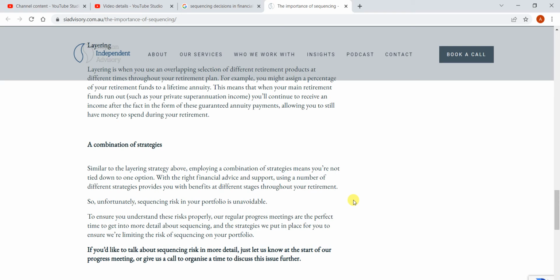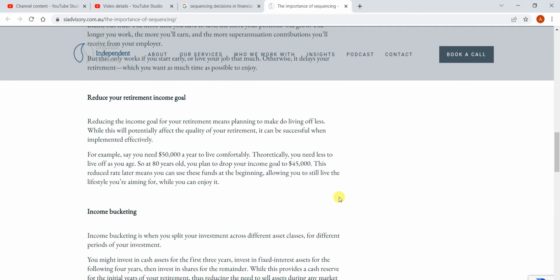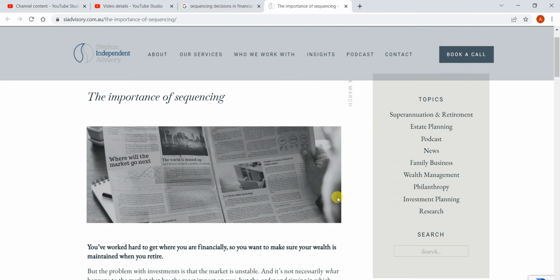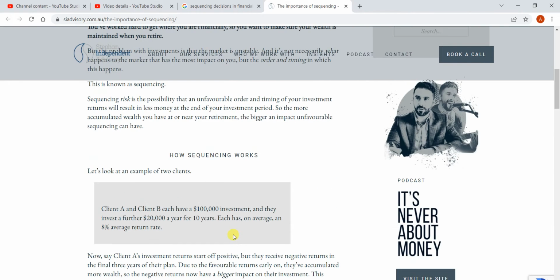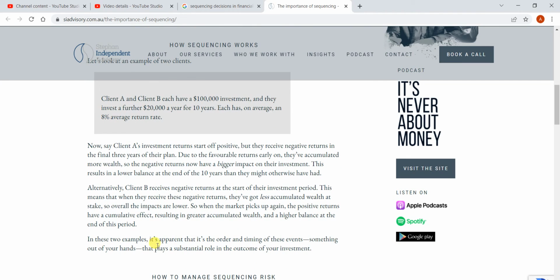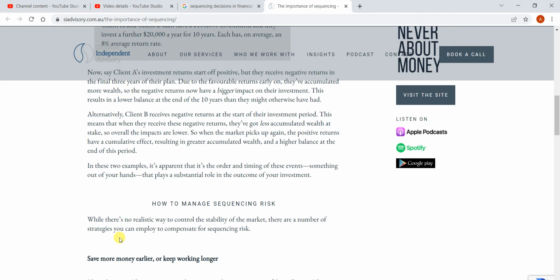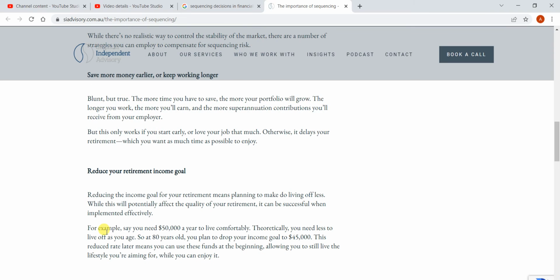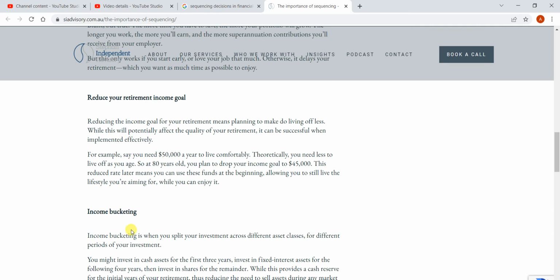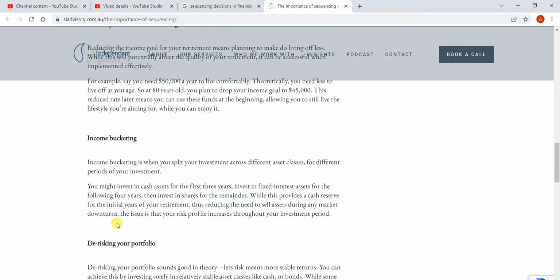Okay, so let's go through this session again so you will understand in a better manner. This is all about the sequencing decision making process in financial management. So how can you change your decision? How can you change your investment plan as per your risk appetite and your future goals? You can change the sequencing of your investment as well as the sequencing of your future goals.